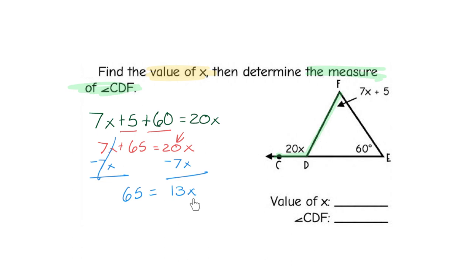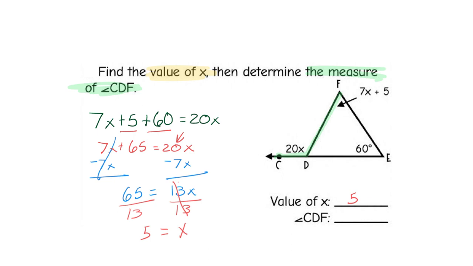Now, since I have 65 equals 13x, I'm looking for x by itself. So 13 is connected to x by multiplication. The inverse operation of multiplication is division, so I need to divide both sides by 13. That'll cancel that out, leaving me just x. And 13 goes into 65 5 times. So x equals 5. So the value of x is 5.